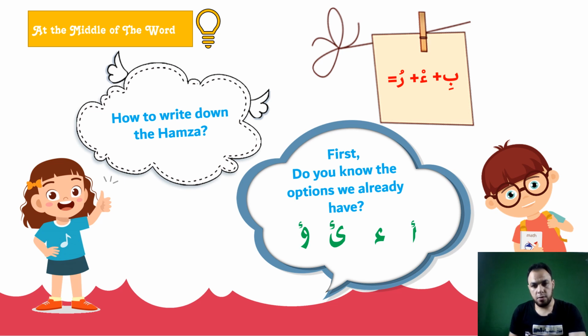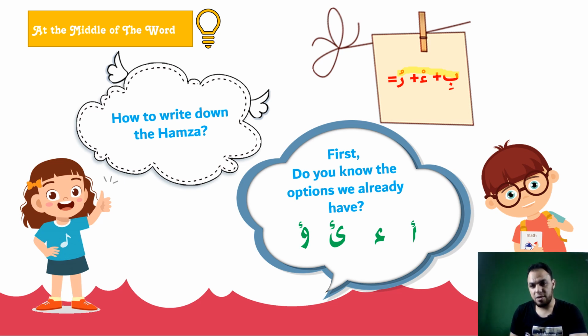Okay, so as we agreed, we're talking about Hamza at the middle of the word, and we have here a word. We want to join these letters together. We have this letter ba, we have a, we have ra. So how can we write down the letter hamza? How can we do it?